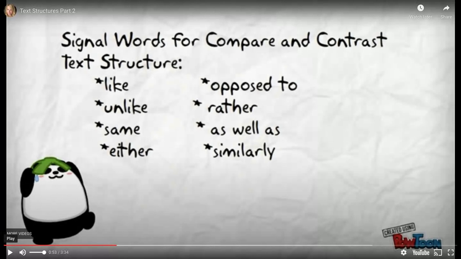And these are the signal words that you would see in a nonfiction text that's organized with the text structure of compare and contrast. Like, unlike, same, either, opposed to, rather, as well as, similarly.